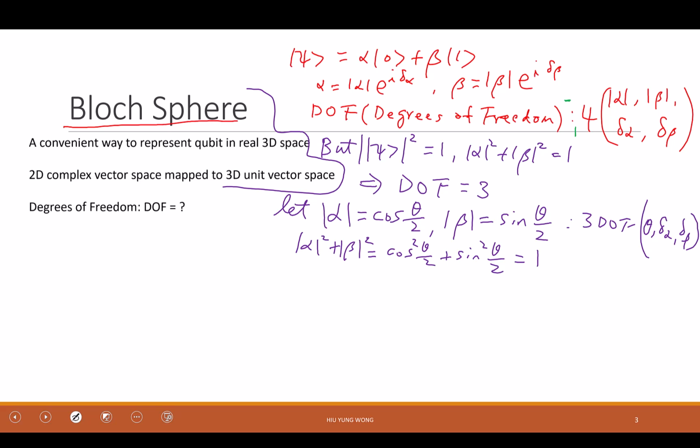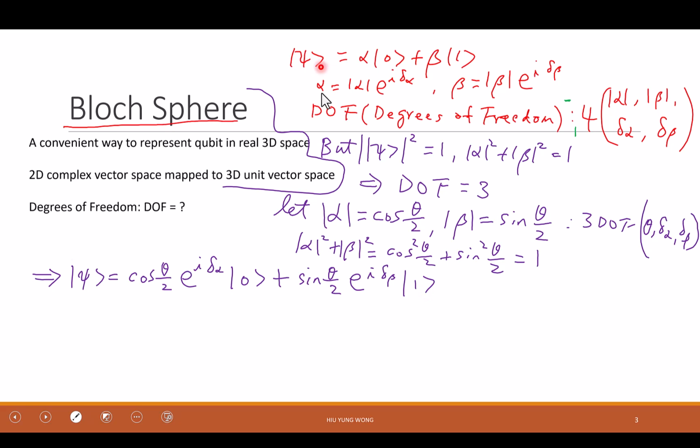So I only have 1 degree of freedom plus the delta alpha and delta beta. Is that okay? Now we have 3 degrees of freedom. Okay, good. Because of this, I can write it this way. Then psi, a general psi, will be equal to the magnitude of alpha, so that is cosine theta divided by 2, e to the power i delta alpha, 0, plus sine theta divided by 2 e to the power i delta beta, 1.